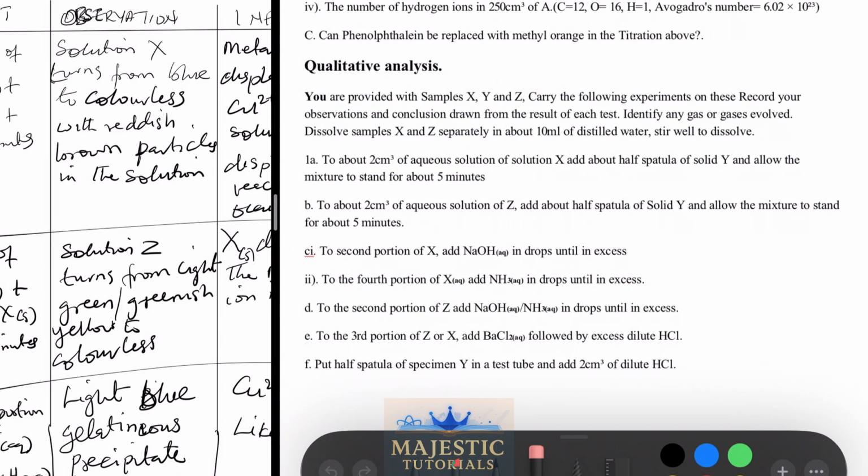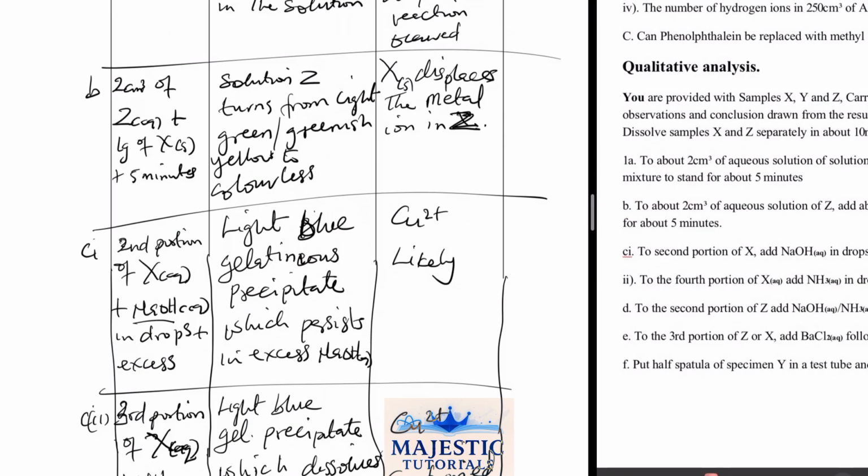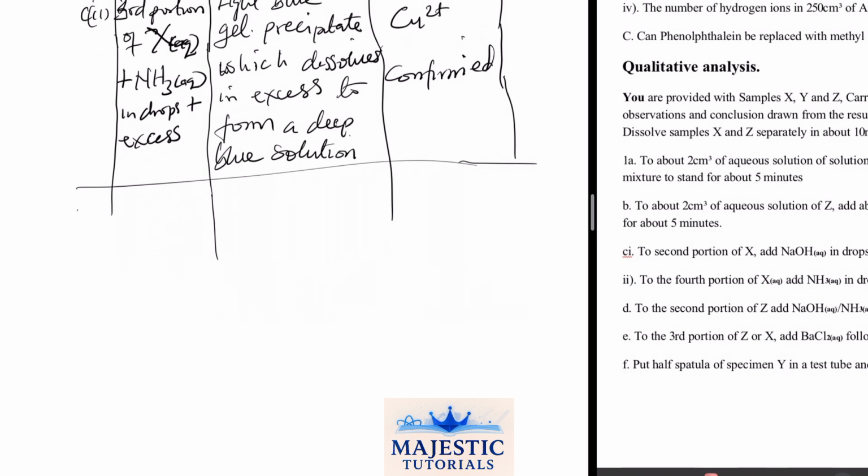We have answered question A, B, C(i), and C(ii). We now move to D. So we are almost done. The analysis is going to be very easy. So we move to question D.